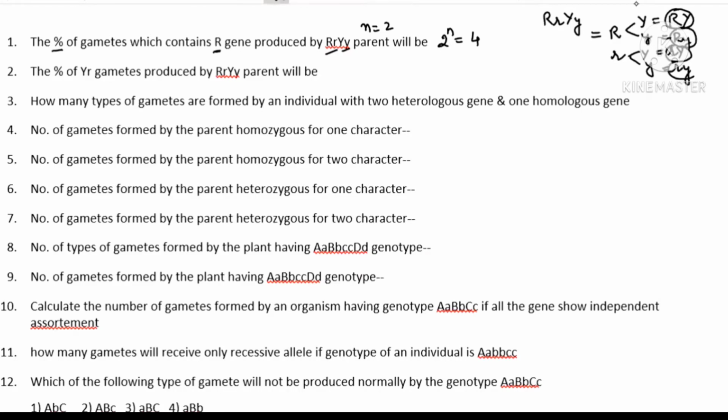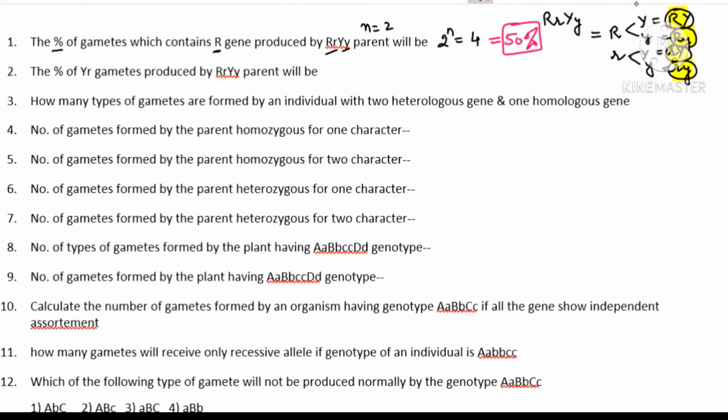Now your question is, how many gametes will have capital R? I hope you can understand that out of 4, 2 are having capital R. So directly you can write the answer: 50% of the gametes will be the ones having capital R. I hope this topic is clear to you.